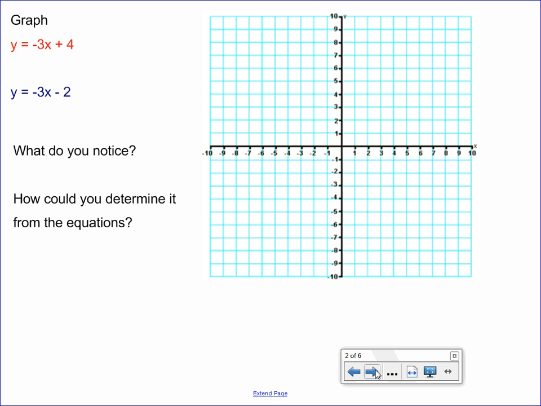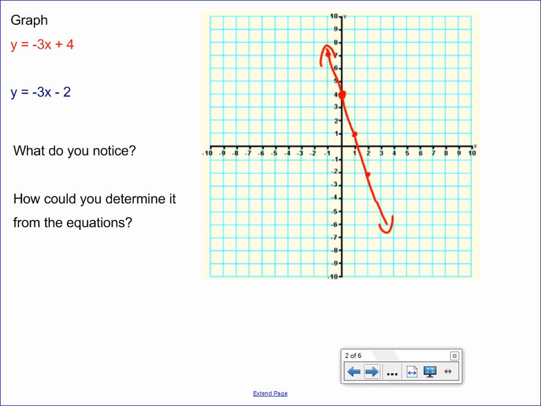First of all, if I wanted to graph this first line, hopefully we can do this in slope-intercept form by now. So I would be looking at a y-intercept of 4 and a slope of -3. So I go down 3 and over 1, down 3 and over 1. If you want to work backwards, you'd go up 3 and back 1. So you'd have this line right here.